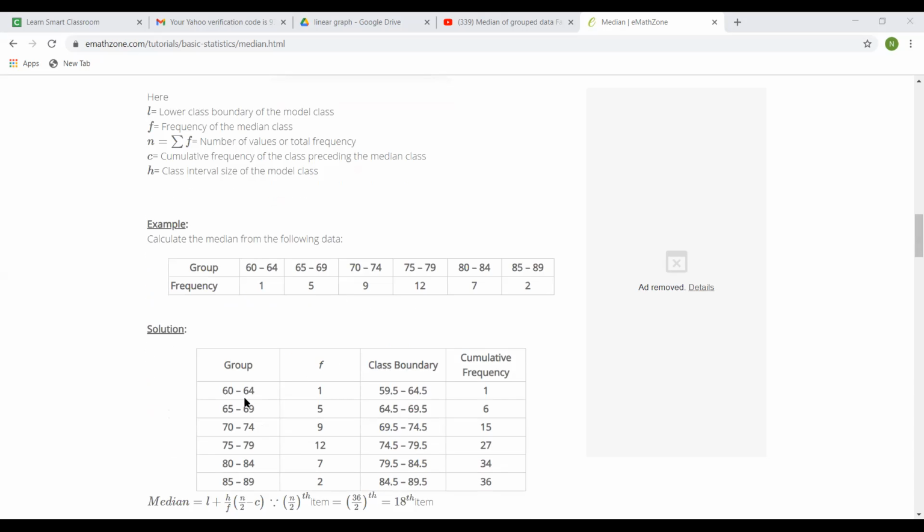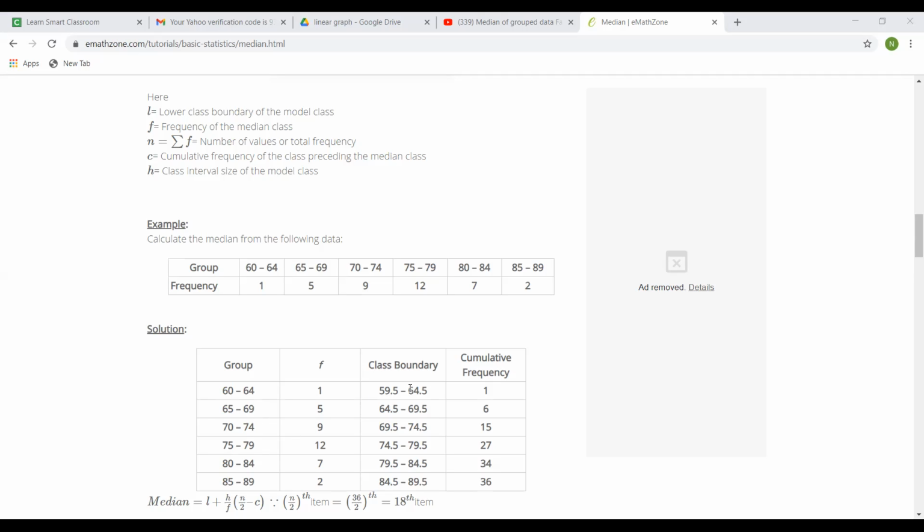So we need to make continuous data. How can we make it continuous? We subtract 0.5 from the lower class limit and add 0.5 to the upper class limit. For 60 to 64, 60 is the lower class limit and 64 is the upper class limit. As you have done in previous classes, we subtract 0.5 from each lower class limit and add 0.5 to each upper class limit.